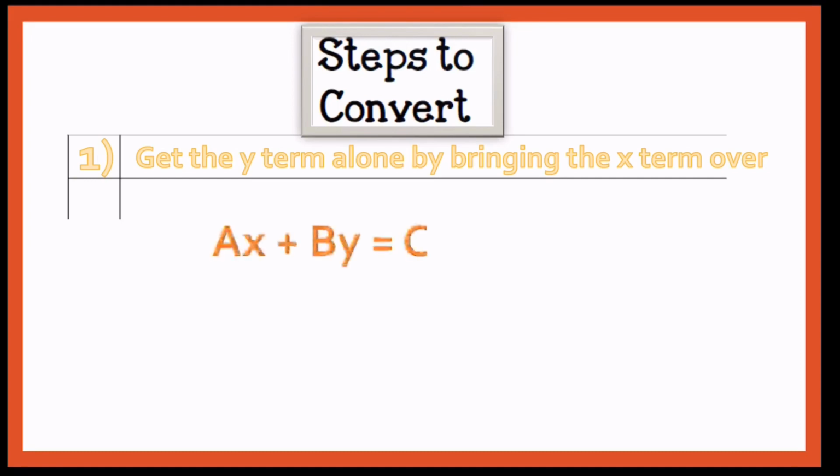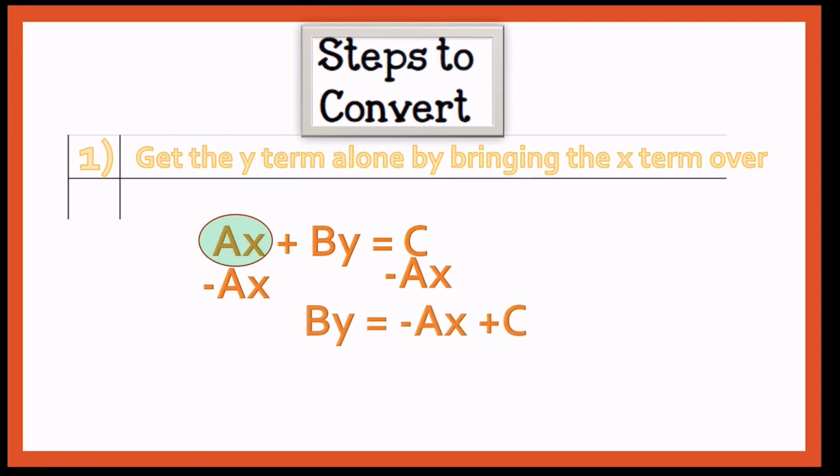Okay, so here's what that would look like. This is my x term. So I'm going to subtract it from both sides to get by equals negative a plus c. Remember, we want our x term before our constant term so that I can identify easily my slope and my y-intercept. Okay.